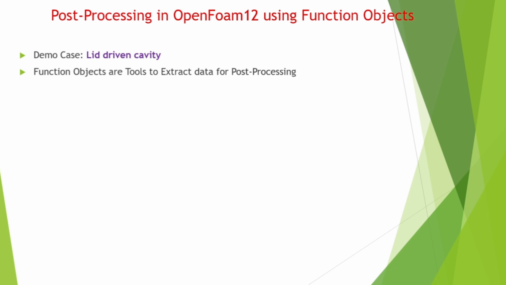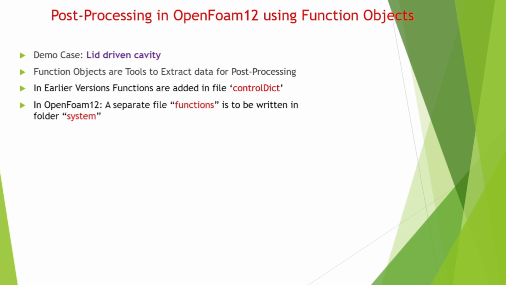Function objects are OpenFOAM utilities or tools which can be used for post-processing activities. During runtime, these function objects can be used to generate additional user-requested data, simplifying the settings and improving processes. In earlier versions, these functions are added in the controlDict file in the system folder. In OpenFOAM 12, a separate file with the name functions can be added and saved in the system folder.